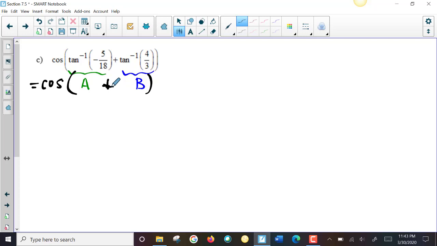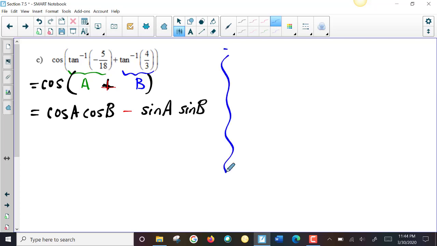Okay, we've got an identity for that. Do you remember the pattern? Cosine, cosine, sine, sine. And these are opposite. If this is a plus, this is a minus. Okay, so I want you to pause the video, and I want you to come up with the sine and the cosine of angle A and the sine and the cosine of angle B.